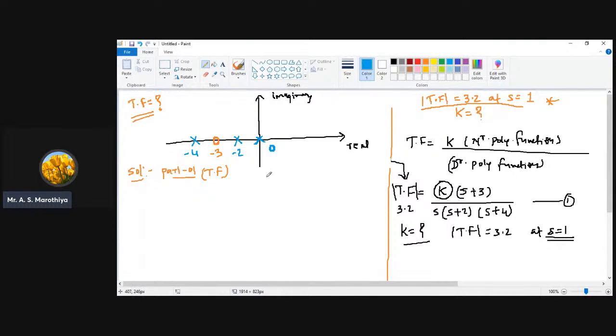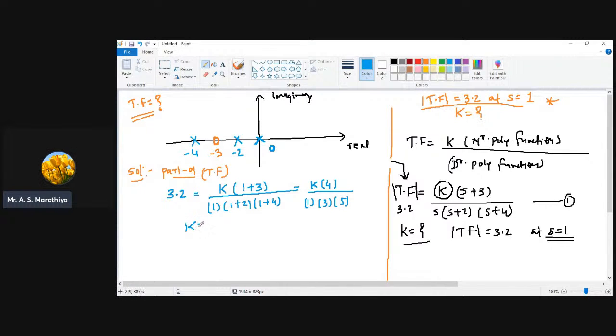So if you apply that logic over here, I can write TF is nothing but 3.2. So 3.2 corresponding to the value of s we need to replace by 1. So here we need to take gain k multiplied by (s plus 3). So s is nothing but 1, so it is going to be 1 plus 3 whole divided by s into (s plus 2), (s plus 4). So s is nothing but 1, then multiplied by (s plus 2), so it is going to be 1 plus 2, multiplied by (s plus 4), it is going to be 1 plus 4. So this is going to be k times 4 whole divided by 1 into 2 plus 1, that is 3, into 4 plus 1, that is going to be 5.